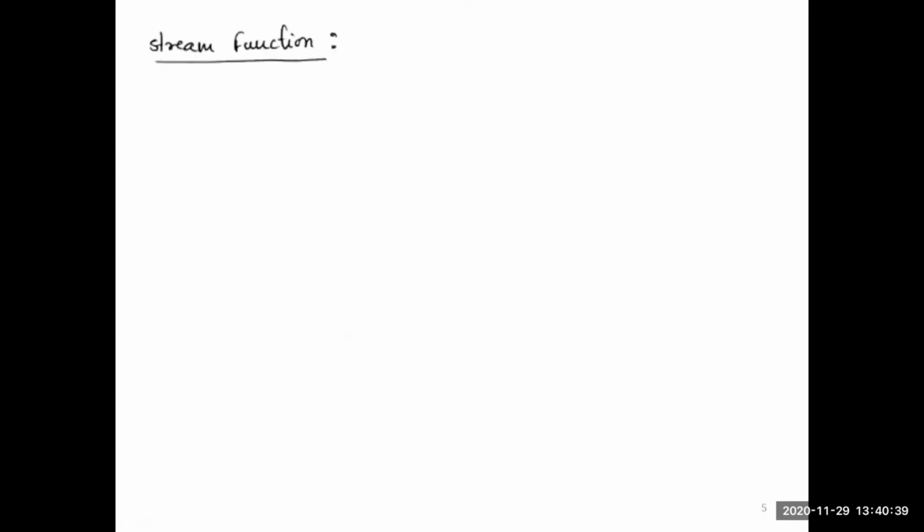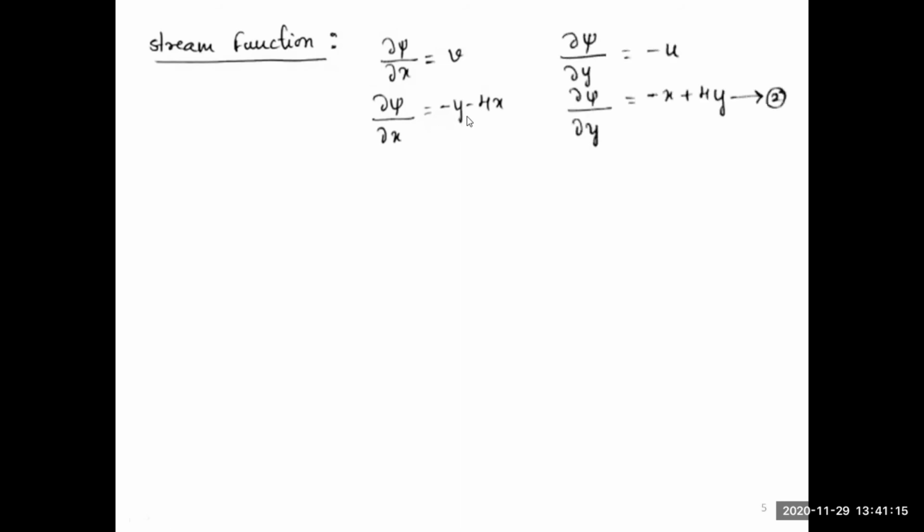Stream function is psi. Similarly, we have velocity components in terms of the psi function: ∂ψ/∂x is equal to v, and ∂ψ/∂y is equal to minus u. So we have equated ∂ψ/∂x is equal to v. The v they have already given in the problem, that is minus y minus 4x. So ∂ψ/∂x will be minus y minus 4x, and ∂ψ/∂y is equal to minus u. Remember, it is reversed in case of the stream function.